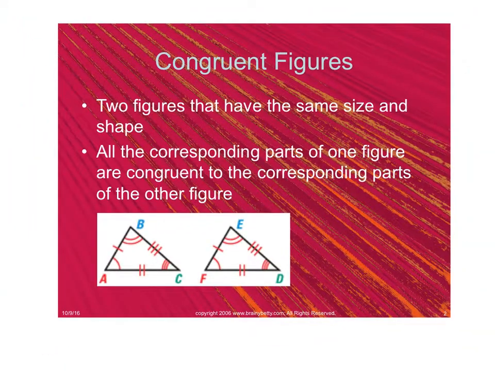So when you have two congruent figures, these are going to be figures that have the same size and the same shape. And all of the corresponding parts of one figure are going to be congruent to the corresponding parts of the other figure. Now, sometimes when you're given the two figures, they're not going to be sitting side by side, with everything matching up nice and pretty. Sometimes they'll be flipped on their side. Sometimes it'll be upside down. So what's going to be important for you to look at is the congruency statement that's going to be given to you. And the order of the letters is going to be very important.